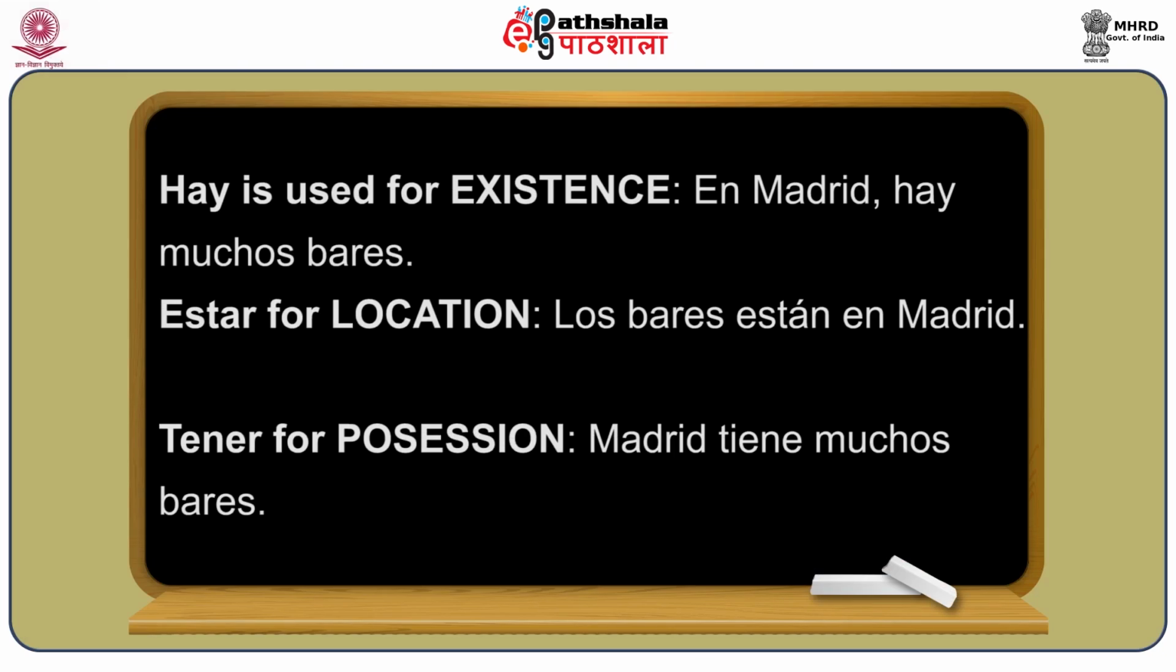Now in short, hay is used for existence, for example in Madrid hay muchos bares, meaning in Madrid there are many bars. Estar is used for location, meaning for example, los bares están en Madrid, meaning the bars are in Madrid. And tener is used for possession. For example, Madrid tiene muchos bares, meaning Madrid has many bars.